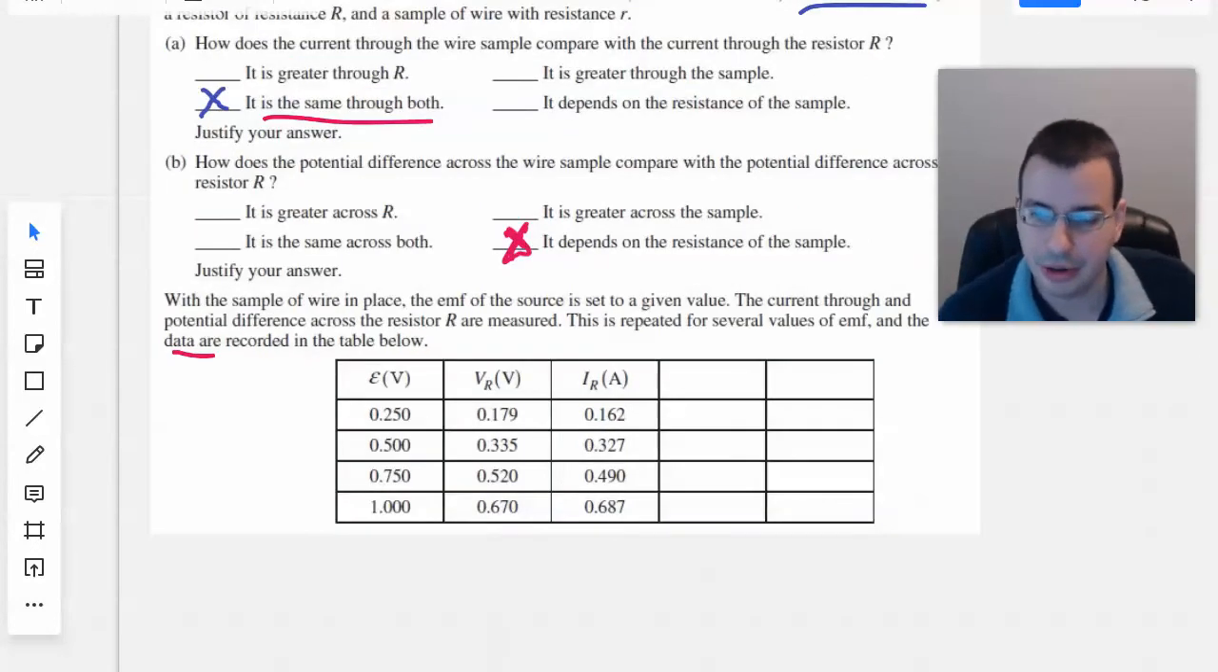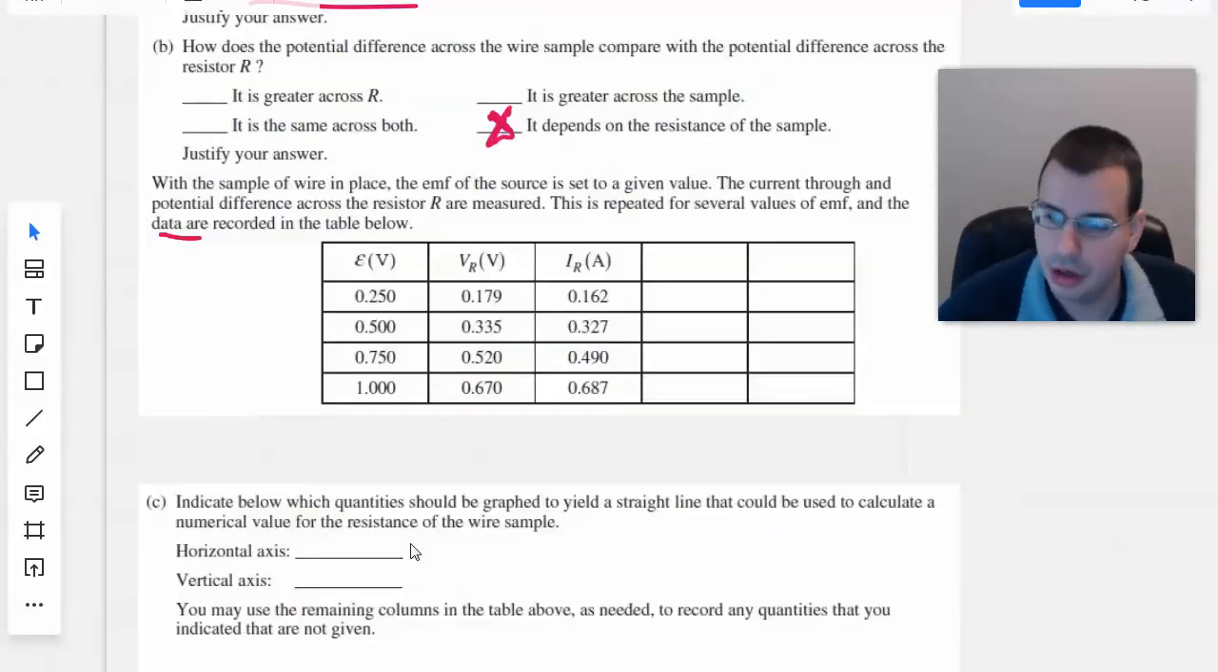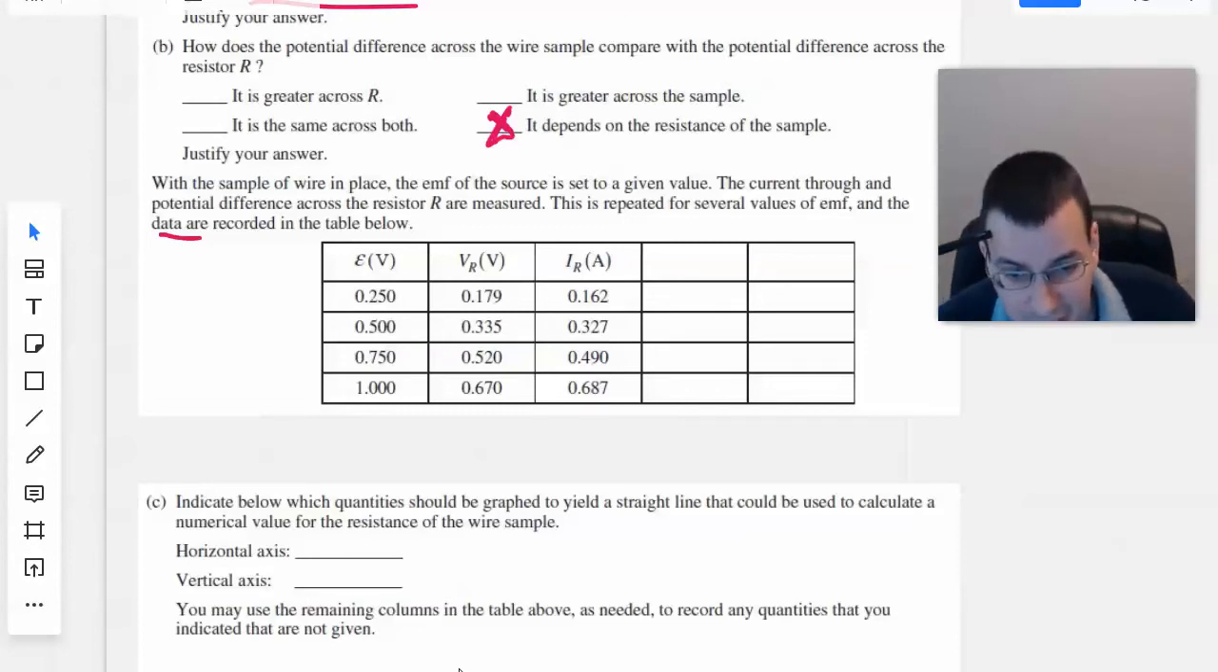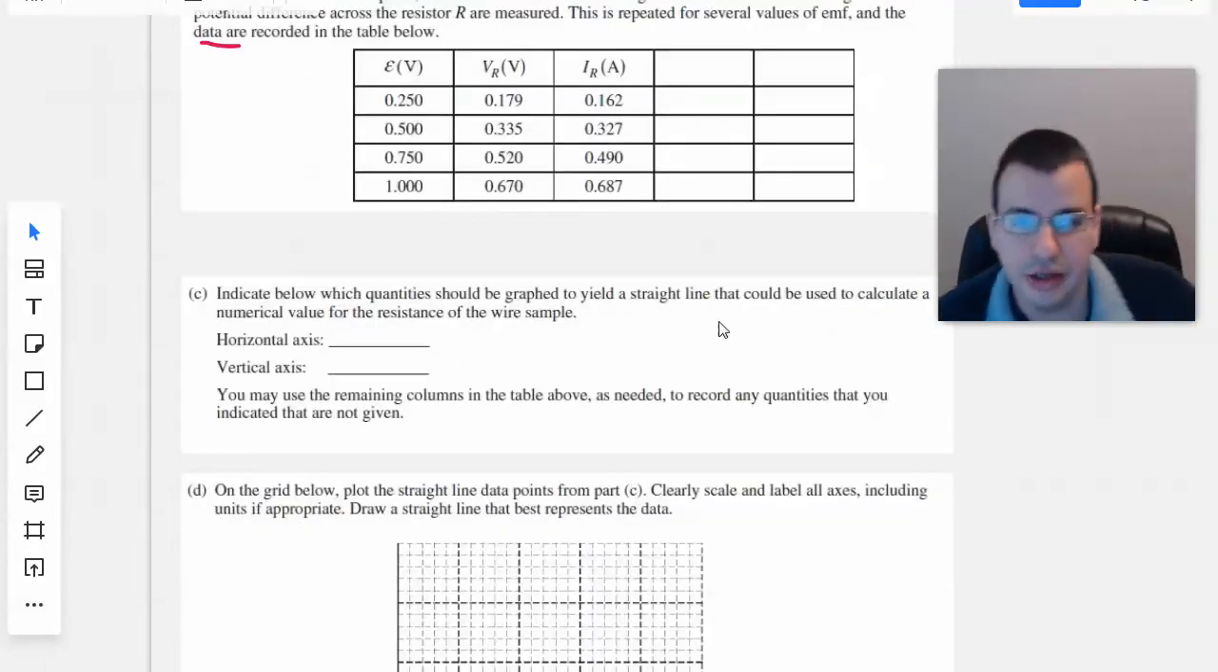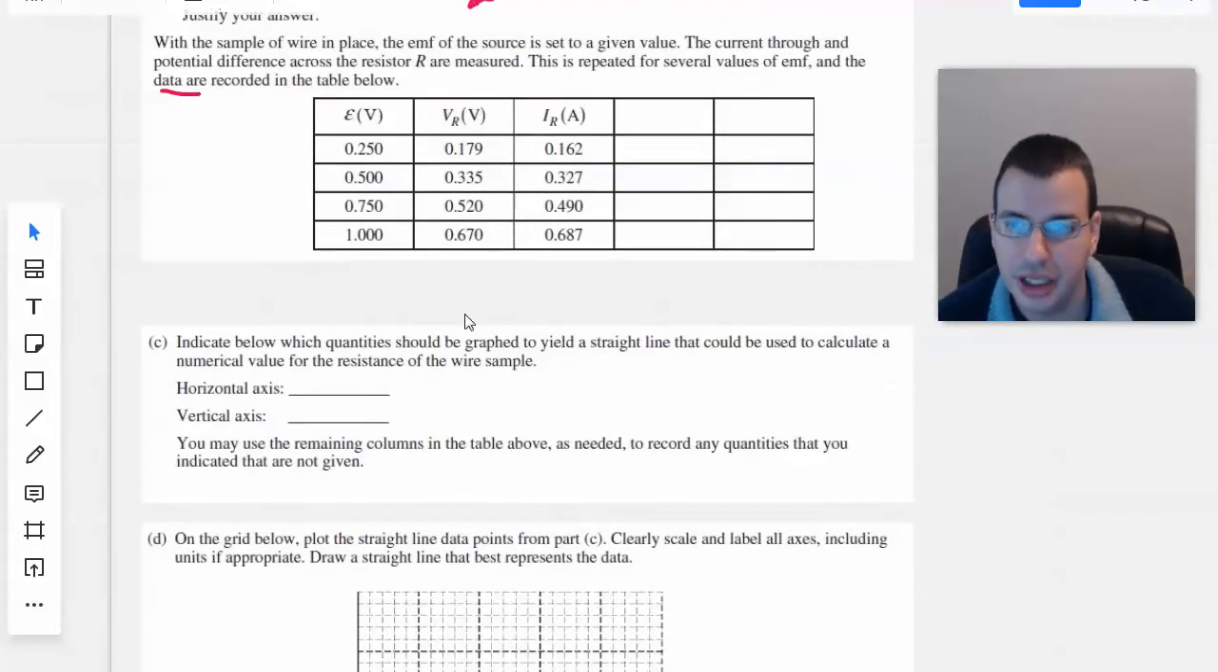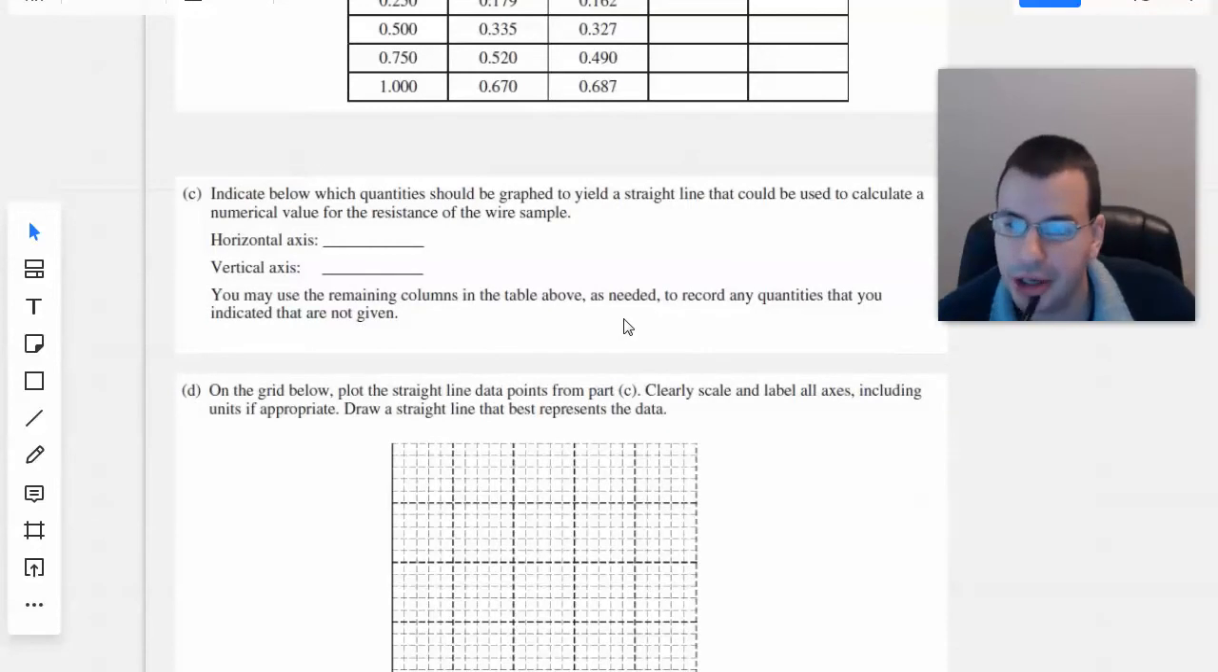All right, then let's look at the second part. Indicate below which quantity should be graphed to yield a straight line that can be used to calculate a numerical value for the resistance of the wire sample. So what this is saying is, use it to calculate. So we're going to have to graph these here. You may use the remaining columns in the table above as needed to record any quantities that you indicated that are not given. So they want us, on the grid below, to plot the straight line data points, clearly scale and label all axes, including units if appropriate. Draw a straight line that best represents the data.